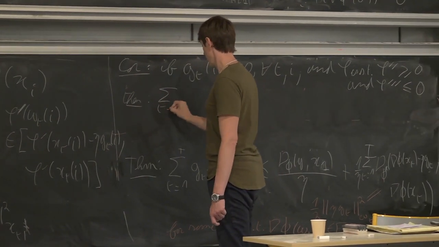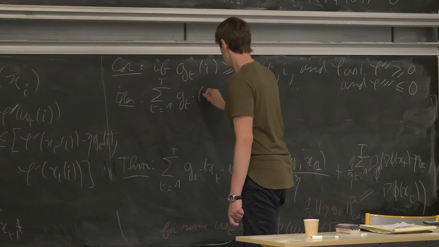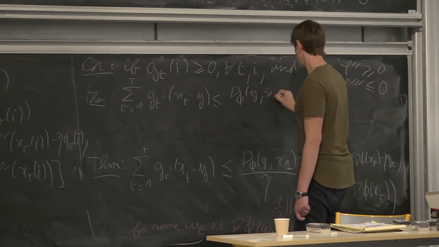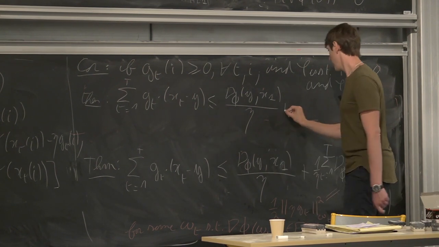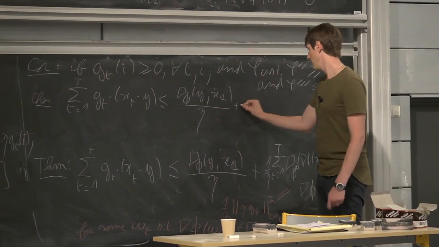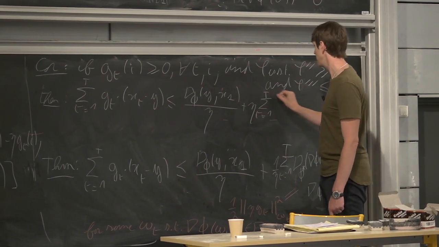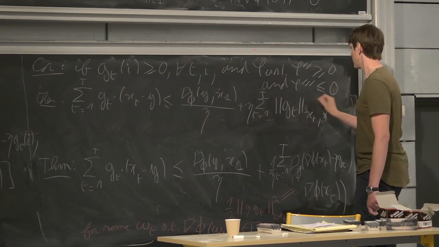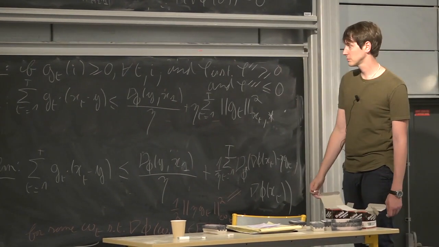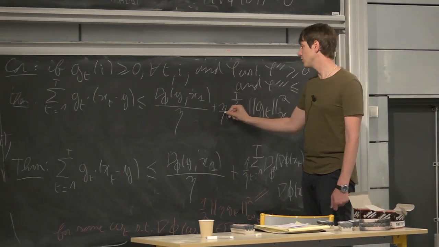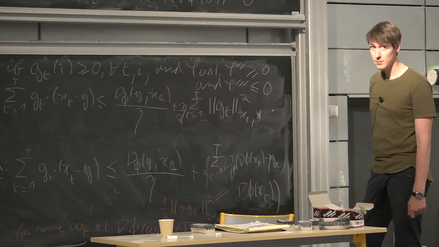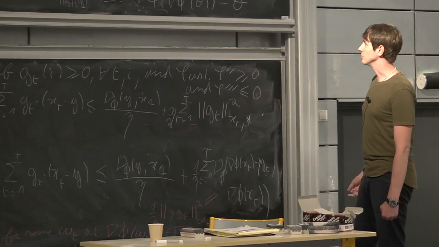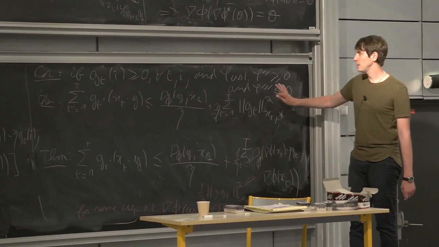The sum for t equals 1 to capital T of the regret is bounded by the Bregman divergence term between y and x1 over eta plus, and here we have exactly the dual local norm, the sum for t equals 1 to capital T of the local norm of gt at xt dual squared. In fact, you get even an eta over 2. Okay, so this theorem is great, very nice to use. So let's use it. Any question on this?